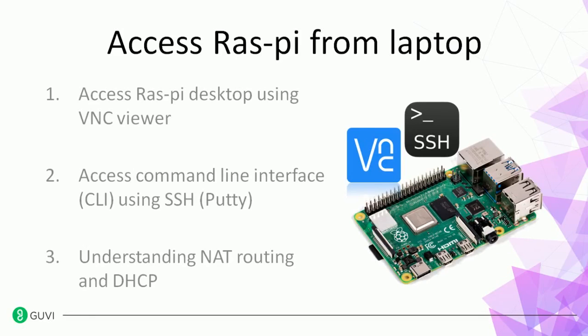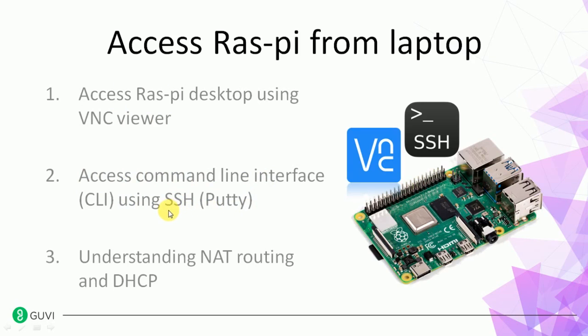So in our last part, we have already configured our Raspberry Pi to be connected from a laptop using SSH or VNC viewer. So in this episode, we will actually try to connect to our Raspberry Pi using these two tools. First we'll have a look at VNC viewer. This gives you full access to the desktop and everything. And if you just want access to the command line interface, then we can use SSH.